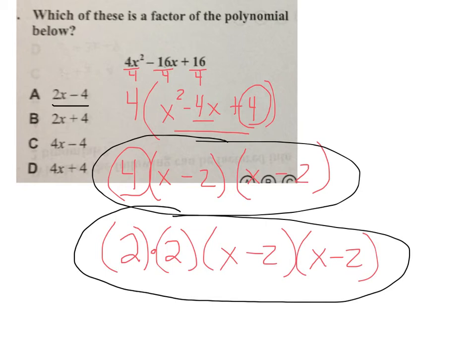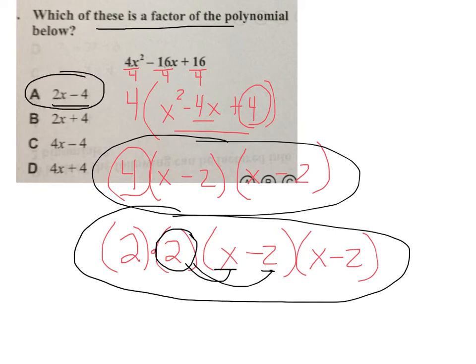Now let's see, can I get 2x minus 4 anyway? Yeah, what if I took this 2 and I distributed it here and here? Then I'd have 2x minus 4, wouldn't I? But it says up here, which of these is a factor? Well, that's a factor right there. Is there any way to get 2x plus 4? No, because if I took the 2 and distributed it here, there's going to be a minus in the middle in there. So B is not a factor.